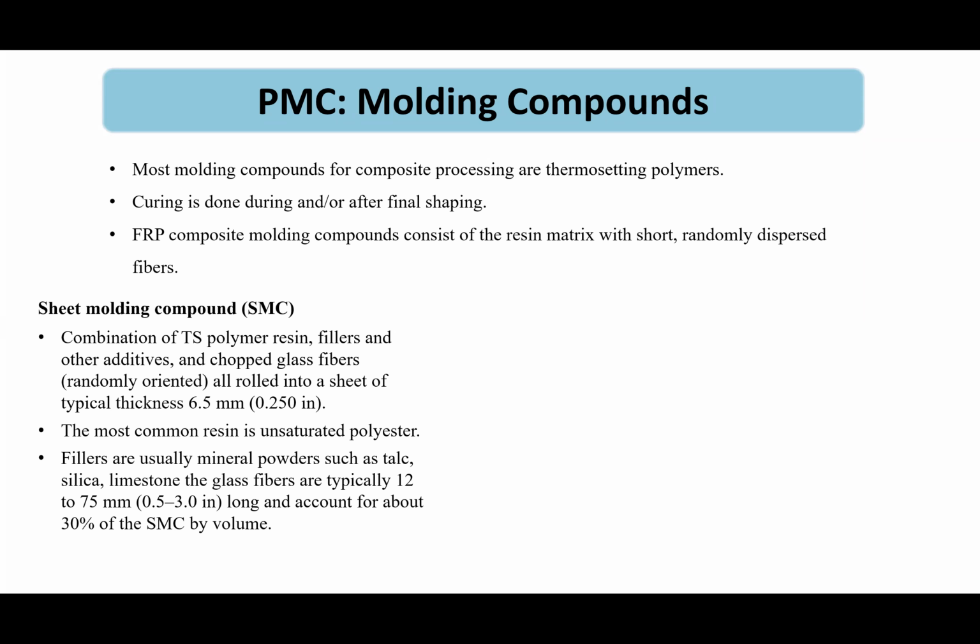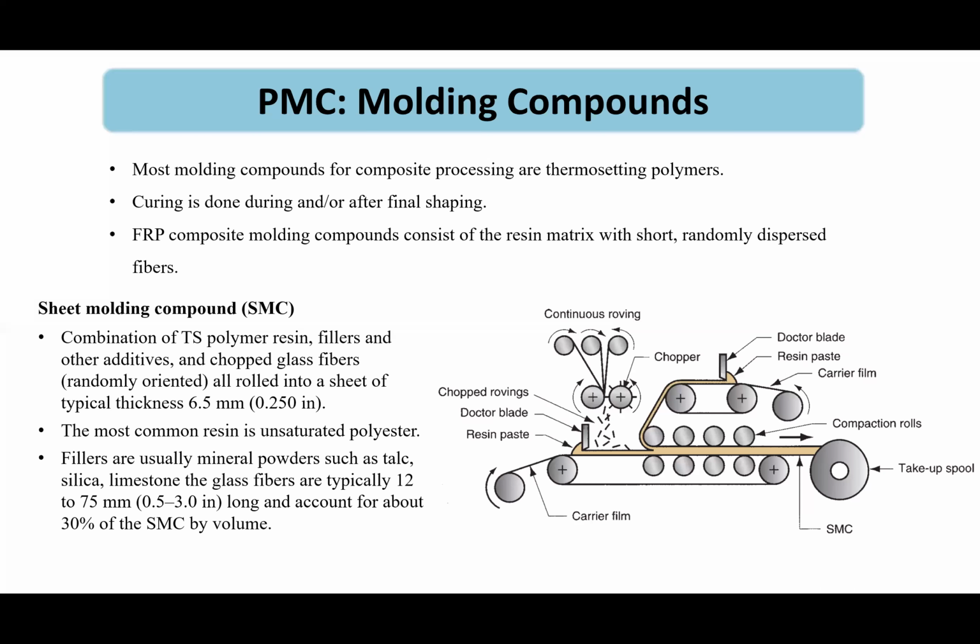In this case, short fibers are 12 to 75 millimeter long, and account for about 30% of the SMC by volume. If you consider a volume, the fiber actually holds 30% of the volume of the total composite. If there is a sheet of 10 millimeter thickness and 10 millimeter width, then 30% of that area will be incorporated by the reinforcing phase. That means either glass fiber or talc or silica powder, etc. This is how we produce the sheet molding compounds. In this case, continuous rovings are used.